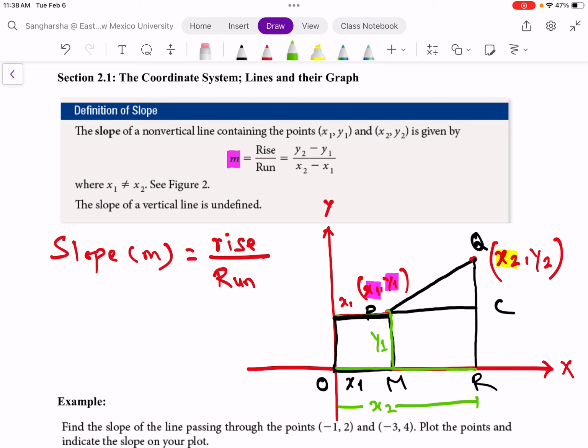Now what about y2? What is y2 for point Q? That is the distance of point Q from the x-axis, which is here, QR. So this distance QR is our y2.